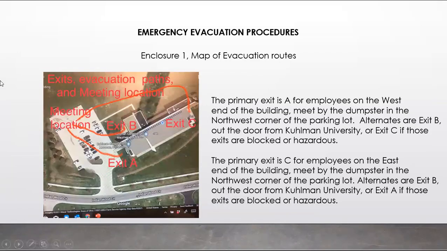Here's kind of an overview satellite map of the exits and where we're going to meet. So again, exit A, out the west side of the building, meet by the dumpster. Exit B, out of Kuhlman University double doors, meet by the dumpster. And exit C, out the east end of the building, go around the back of the property, meet by the dumpsters.